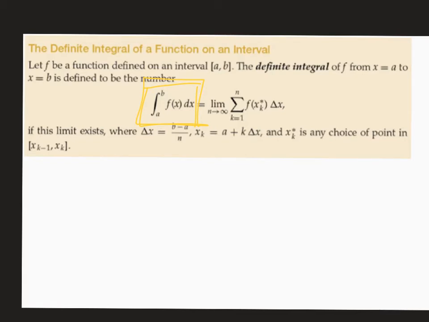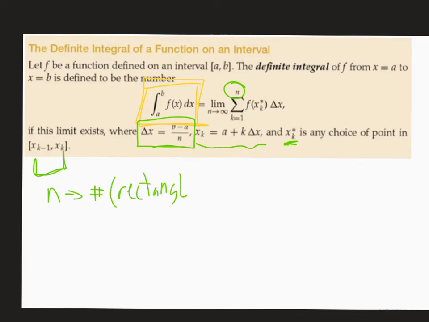So let's read it. The limit as n goes to infinity of the sum from k equals 1 to n of f of x star k, delta x, if this limit exists, where delta x is (b minus a) over n, x sub k is a plus k delta x, and x star k is any choice of point in this little subinterval. Okay, that's a lot. Let's break that down. So n is how many rectangles? n is the number of rectangles. Notice that we're going for an infinite number of rectangles.